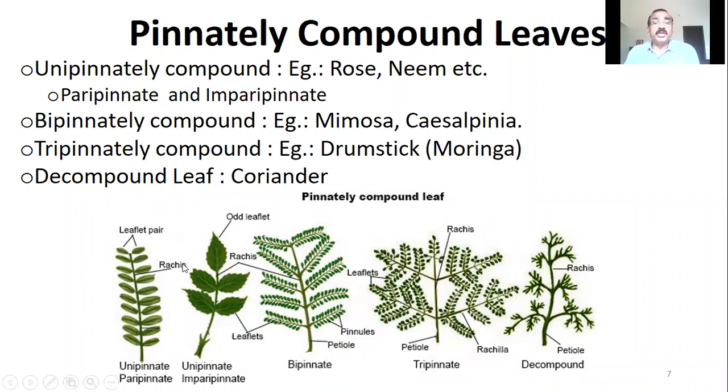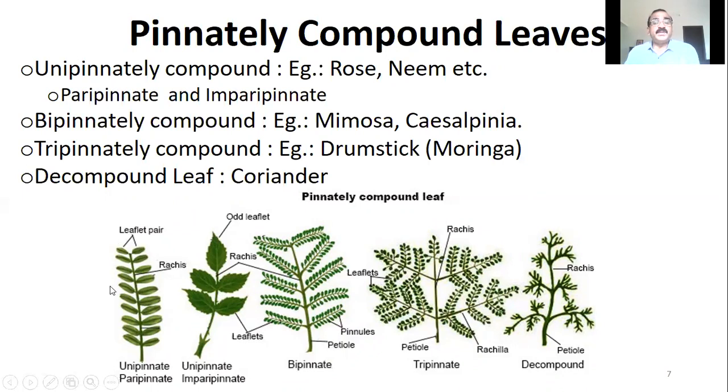Okay. Now look at this. Now here at the tip of the rachis, there is one unpaired leaflet or pinna. So these are in pairs, whereas at the tip, there is one leaflet which is without a pair. Now if you count the total number of leaflets, you will get a odd number. So you will get 3, 5, 7, 9 like that.